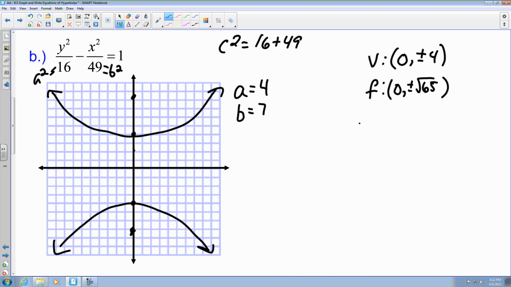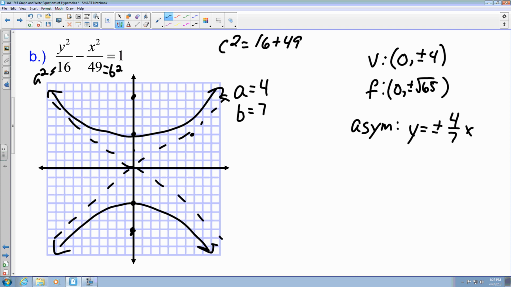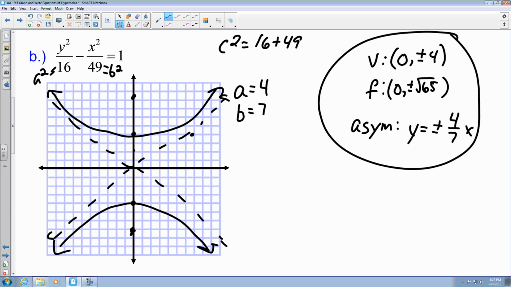The last thing they want us to find is the asymptote. And that can be written as y equals plus or minus a over b x. So a is 4 over b, which is 7x. So that means that I'm going to have a slope. It's going to go up 4 to the right 7. So I go 1, 2, 3, 4, 1, 2, 3, 4, 5, 6, 7. So it looks something kind of like this. And the same thing goes here. And that is what we're looking for here.